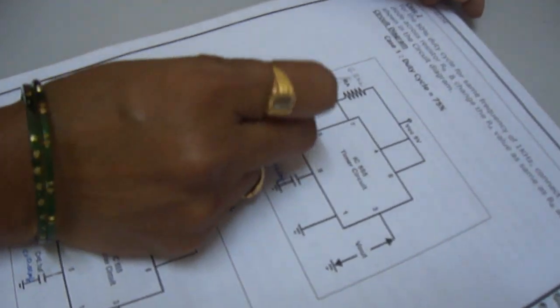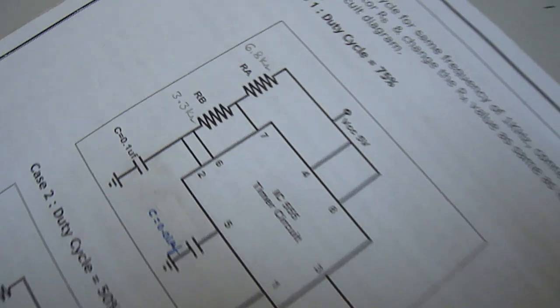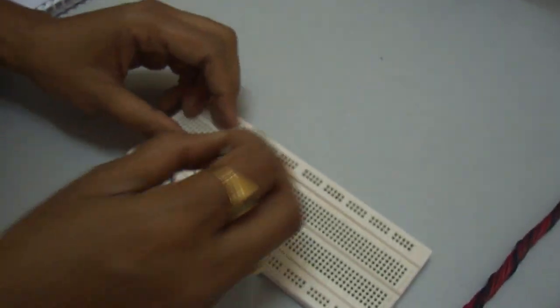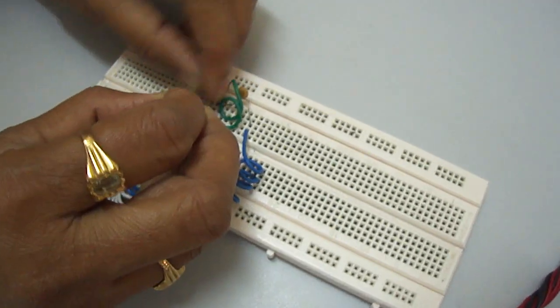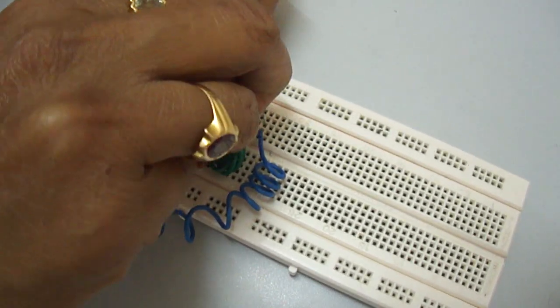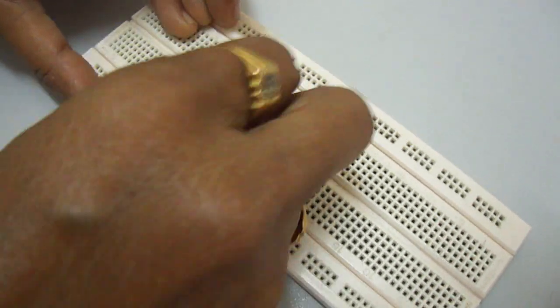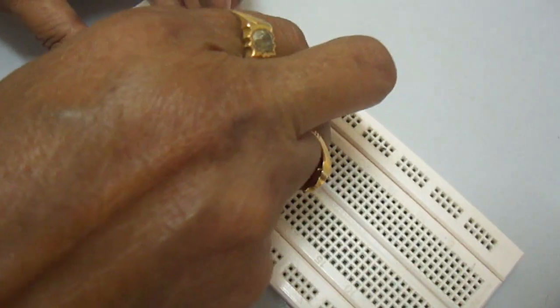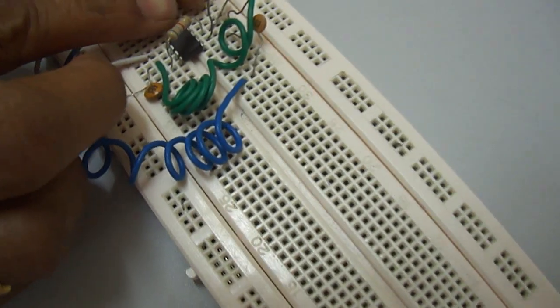The resistor 6.8 kilo ohms, that is RA. RA is connected to pin number 7 of the timer IC. The other end of RA is connected to pin number 4 of the timer IC. So connect the resistor 6.8K between pin number 7 and pin number 4.